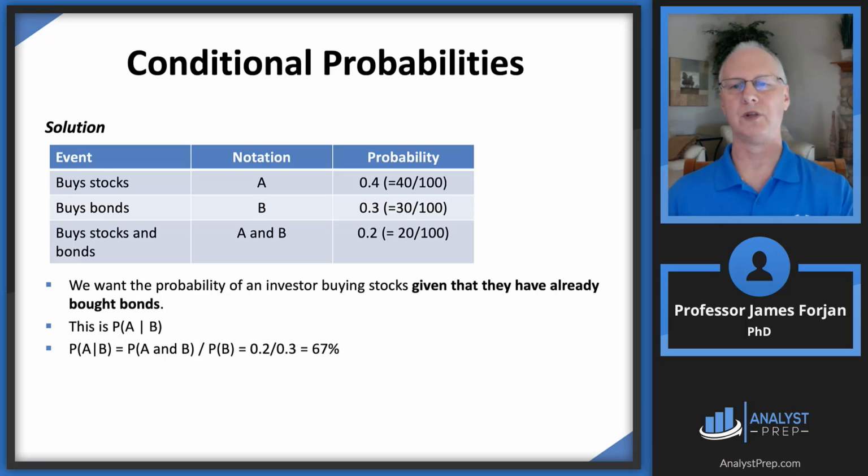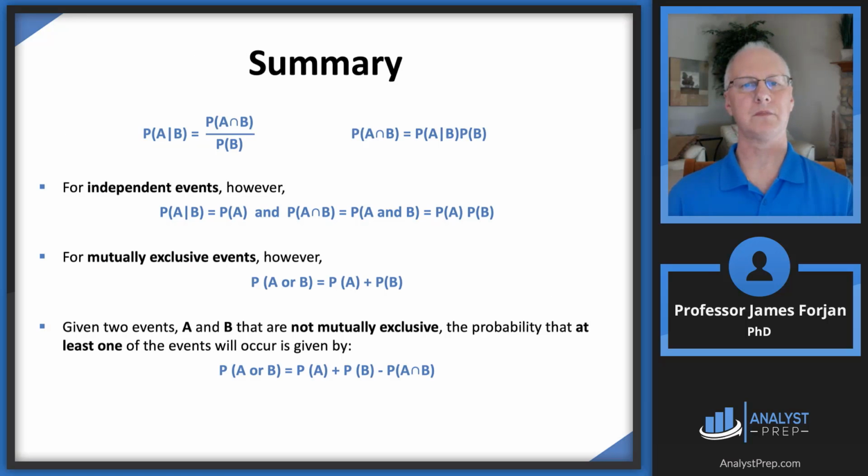I have the solution there in the matrix. All we're going to do is take the 20%, which was the temptation answer I mentioned earlier, and divide that by those that bought bonds. So that gets us to 67%. And here's a good summary table of some of these formulas that I've had in the slide deck.